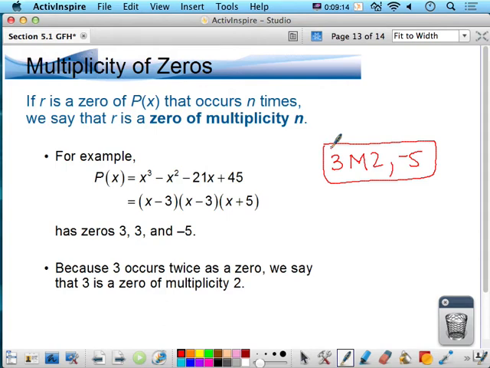So basically whatever makes it go to 0 is a root, that's where the word zero comes from. Also called a solution or a root. Whatever makes it go to 0 is a solution, a root, or a zero. And if they occur more than once, it's said to have a multiplicity of however many times it occurs. So we're going to write it like that? Your answers would be written that way, yes.